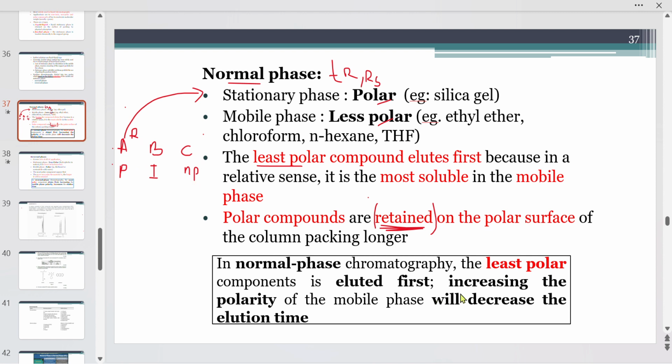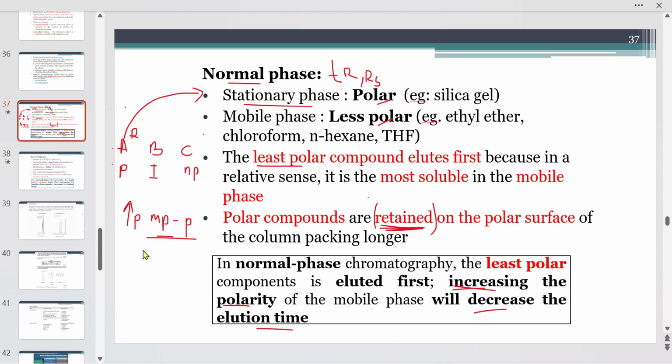So what happens if you increase the polarity of the mobile phase? If you increase the polarity of the mobile phase, it means that your mobile phase will be polar. So what happens is that this polar analyte will be eluted together with the mobile phase. So this polar analyte will leave the stationary phase and follow the mobile phase and then be eluted. So when it leaves the stationary phase, it follows the mobile phase. Your mobile phase became polar because you increased it. So when you follow the mobile phase, it will decrease the elution time.